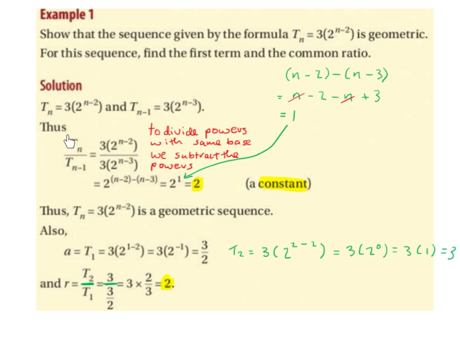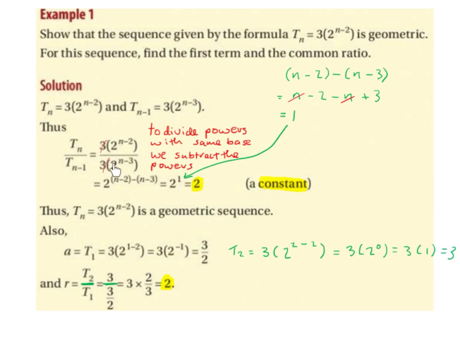So then we have to divide Tn by Tn minus 1. So we swap the Tn for 3 times 2 to the power of n minus 2, and we swap the Tn minus 1 for 3 times 2 to the power of n minus 3. Now we have to use one of our laws of indices, and that is, if we divide powers with the same base, we subtract the powers. Well, what we can do is we can actually cancel out the 3's, leaving us with 2 to the power of n minus 2 divided by 2 to the power of n minus 3.